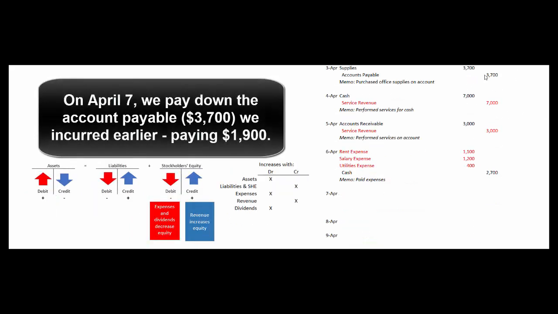The next transaction is we're going to pay off some of this accounts payable that we incurred before on April 3rd. We're going to pay it down by $1,900. Accounts payable is a liability account. That means it increases with credits and decreases with debits. So we're going to debit accounts payable for $1,900 and credit cash. Cash is an asset, and it decreases with credits for that same $1,900. So we debited accounts payable and credited cash and made a little memo down here to remind ourselves what we just did.